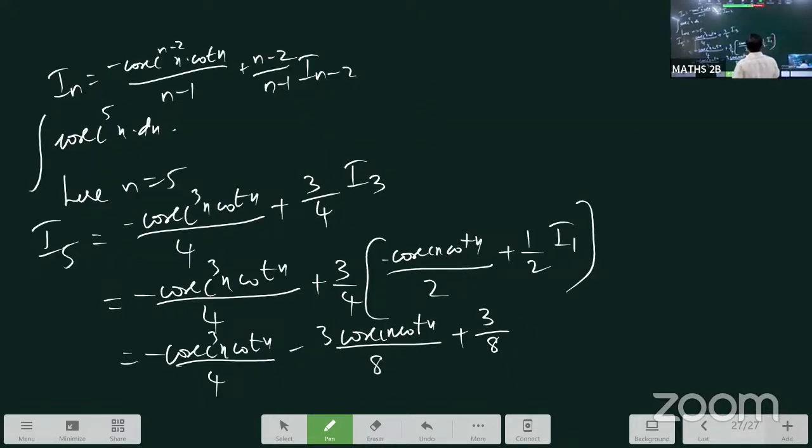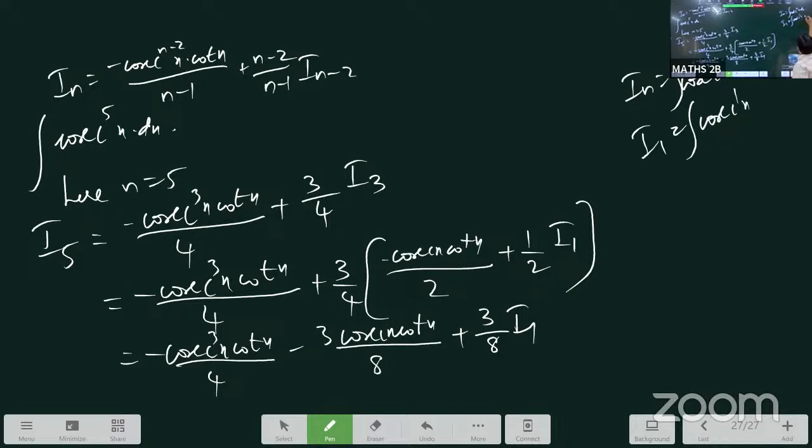So 3 by 8, I1 it is. Same logic again. Your IN was what? Cosecant power nx dx. What is your I1? Cosecant power 1x dx. That is log mod cosecant x minus cot x. Integration of that is. So next step I am going to write that.